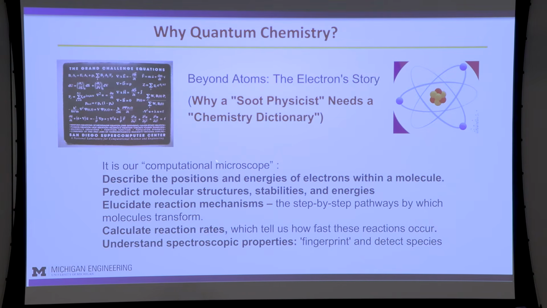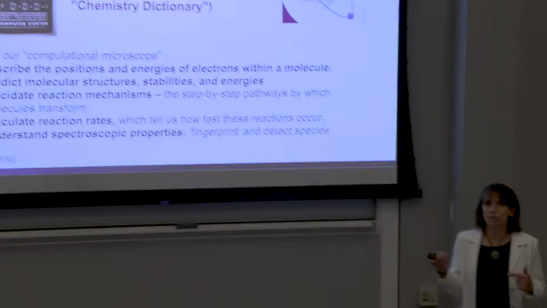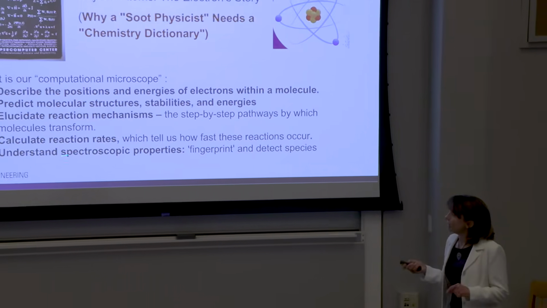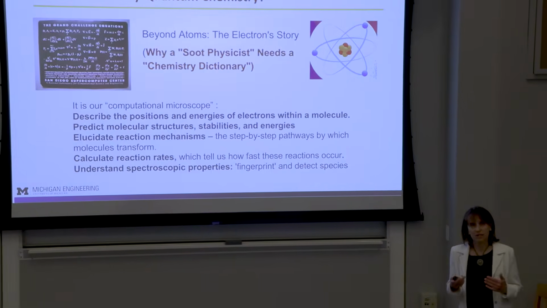And so quantum chemistry, in this simulation that I'm going to show you, can describe the position and the energy of the electrons within a molecule. That also means when you form a bond or when you break a bond. It predicts molecular structure, stability, and energy, and can help with the reaction mechanism. Remember, our goal is to go from fuel, for example, all the way to those PAHs. So quantum chemistry is really the way to do this. And then rates, how fast you convert.